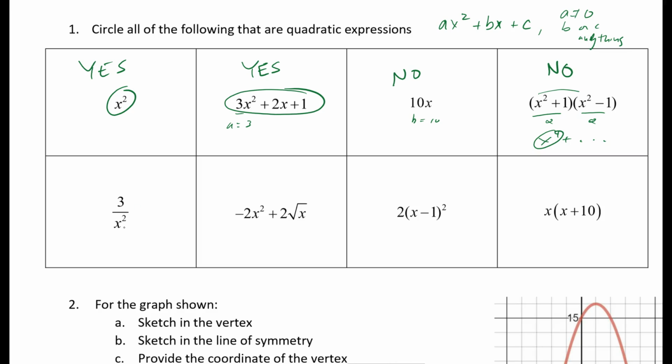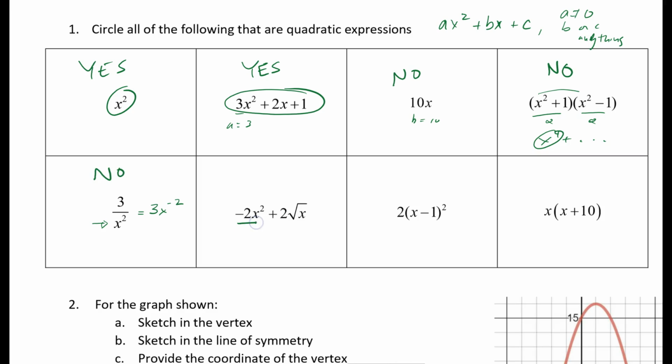Here, don't be tricked. We have an x squared term, but it's in the denominator. If we actually rewrote this with negative exponents, which you should be able to do, that would be 3x to the negative 2 power, which is definitely not quadratic because it's not squared. It's to the negative 2 power. So no.